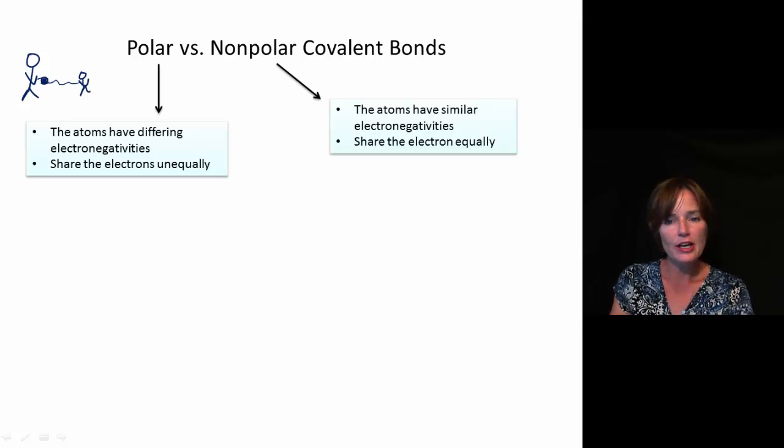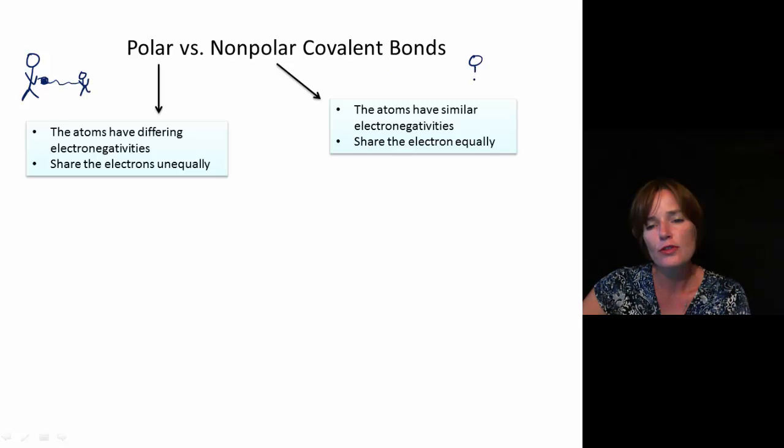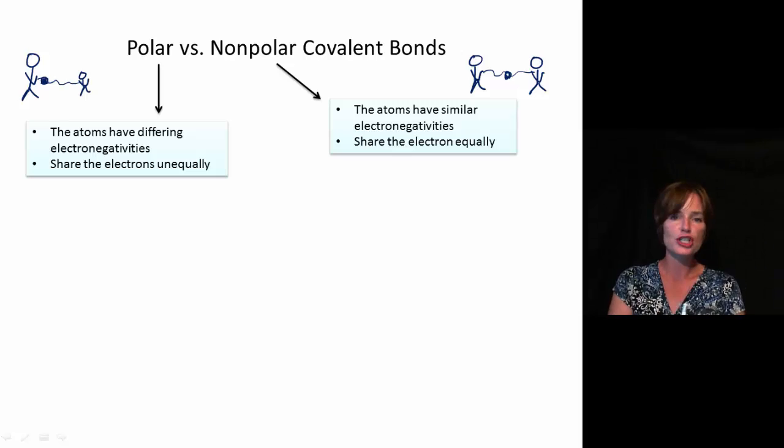The nonpolar, on the other hand, this is when you have two atoms that have similar electronegativities, and if they're similar in their strengths, they're going to be sharing those electrons equally. So to draw the picture over here, here's two individuals that have an equal strength to them or an equal size to them, and if they have an equal size, the electrons are right down the middle.